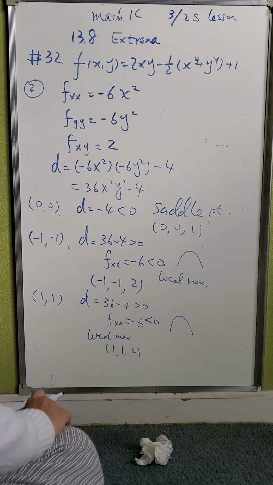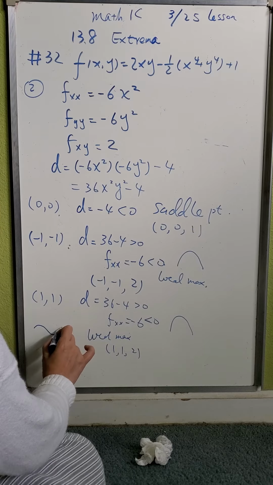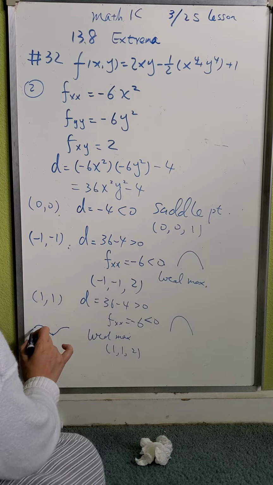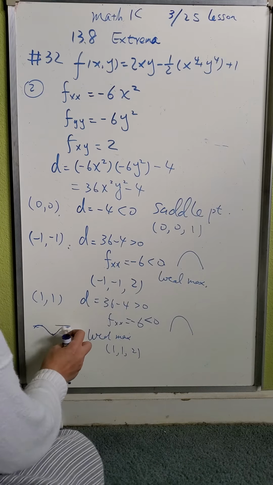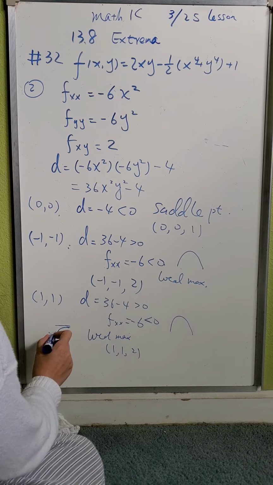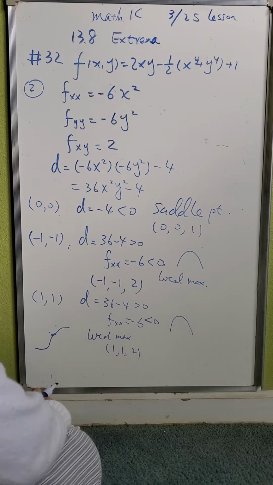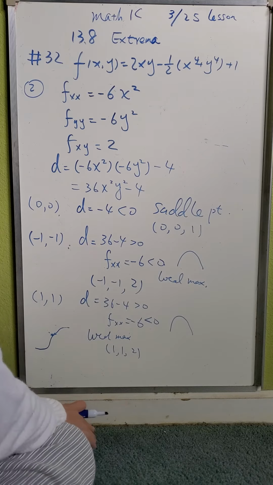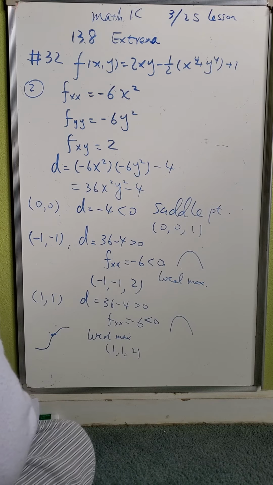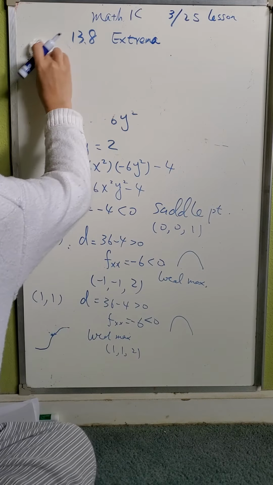So it looks like the picture will be like this. Saddle point here, and then there are two points, both local max, on the other side. (1,1) and (-1,-1), quadrant 1 and quadrant 3. So that's for 32. Sometimes you will have a problem that cannot be detected by using this way. Then you have to use critical thinking.